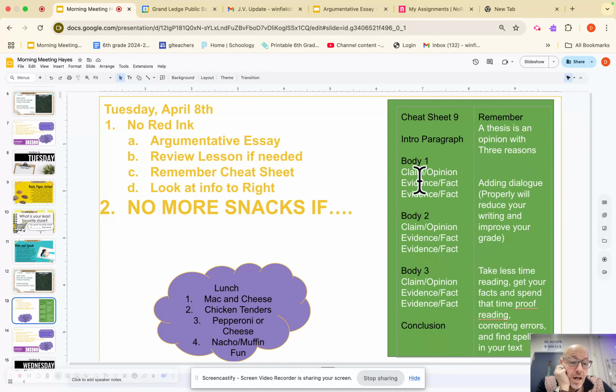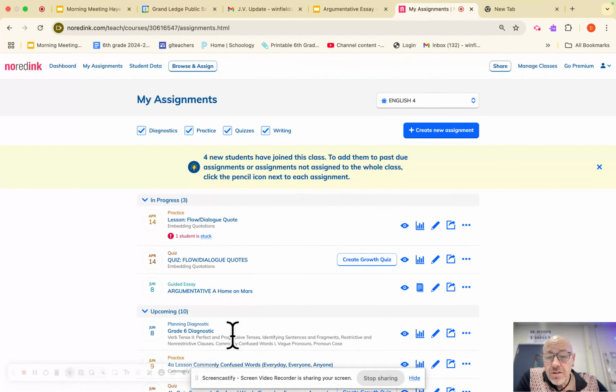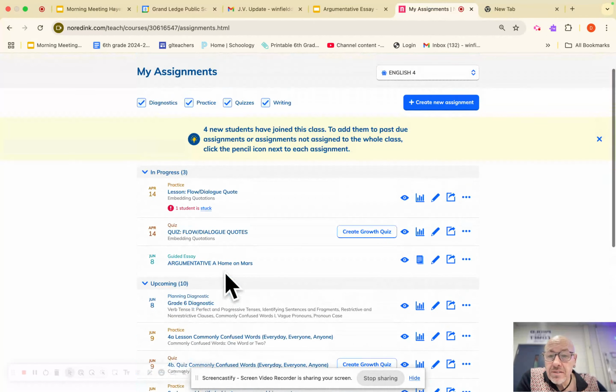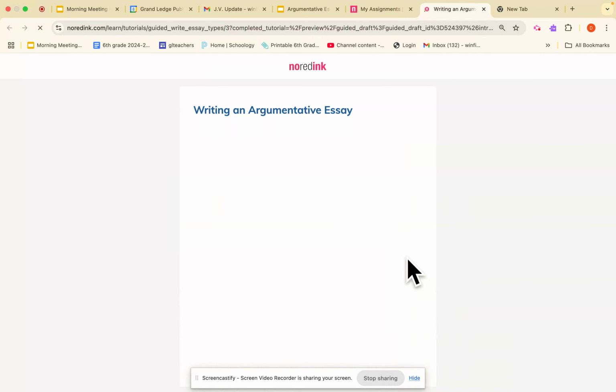Now, remember, one of the most important things is that in this essay, you're going to be taking 2 pieces of evidence, and I'm going to jump into that right now. So we're going to be going to No Red Ink, and right here is going to be an argumentative essay, a home on Mars. Let's go through that really quick.